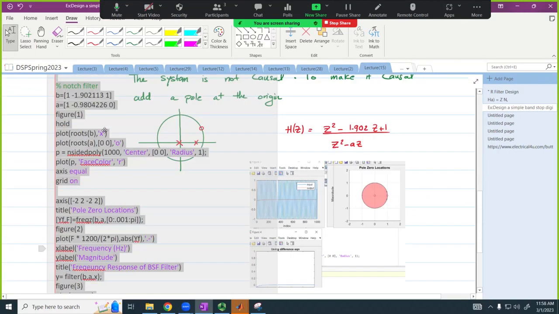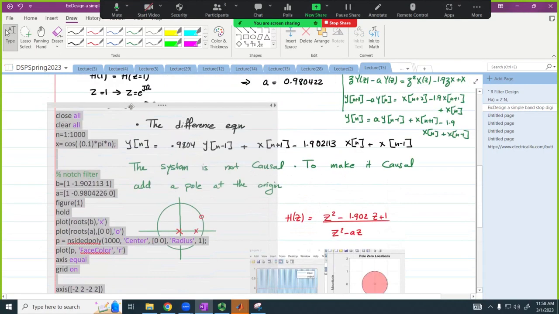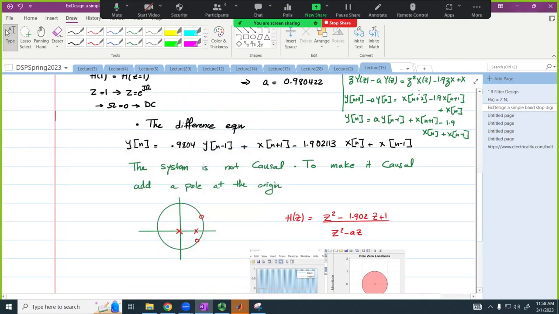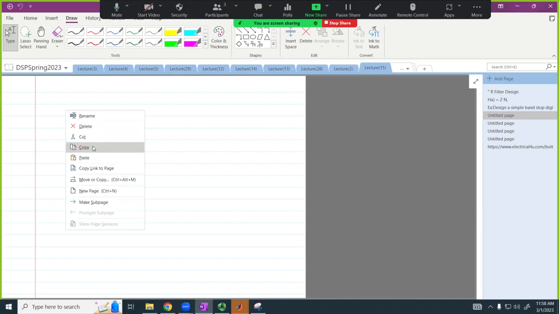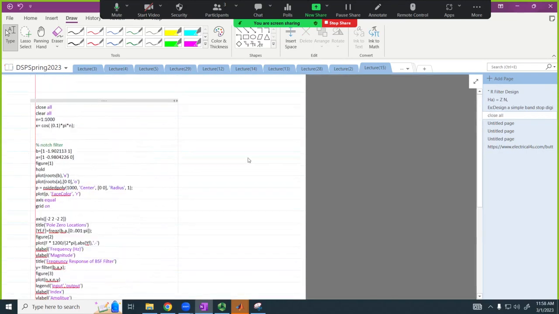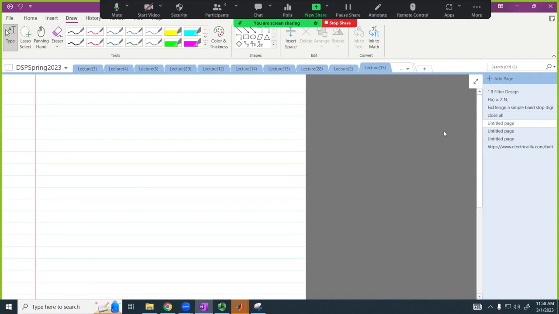Is it okay to paste it here, or should you paste it on the next page? Next page. Yeah, I don't know why we're trying to save pages. Okay, that's better. Any questions?